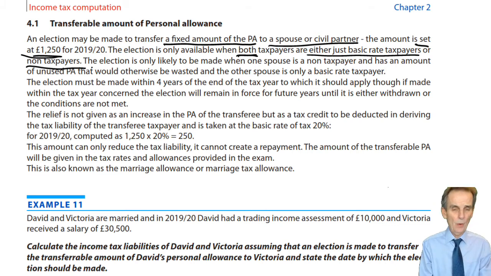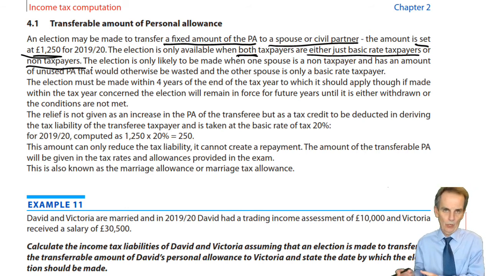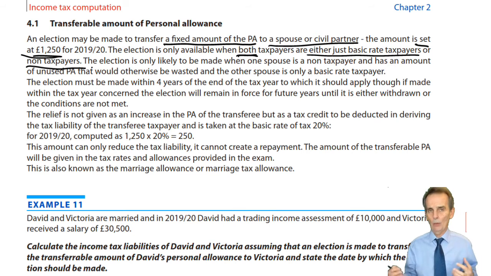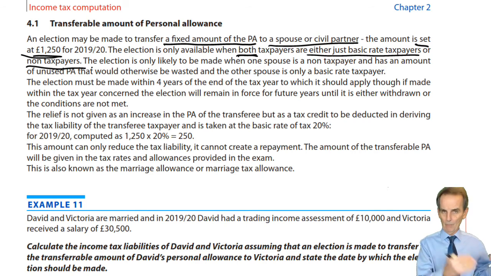The usual situation, of course, where it's going to be made is not where both are non-taxpayers or both are just basic rate taxpayers. It's where we've got one of each, where we have a basic rate taxpayer, but another taxpayer is not using all of their personal allowance and therefore is a non-taxpayer. Such a shame to waste that personal allowance. Now, although some of it may still be wasted, at least 10% of it will be able to be preserved as a transferable amount. Now, how that shows on a computation is a separate issue, and I'll come to that in a moment.